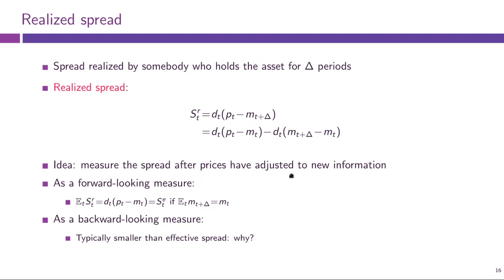The idea here is to measure the spread after prices have adjusted to new information. So, in the effective spread, you compare the trade price with quotes available at that time. But in reality, with the realized spread, trades themselves move future quotes and future prices. So this measure is meant to capture that.